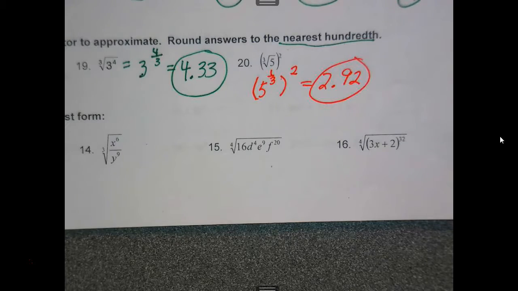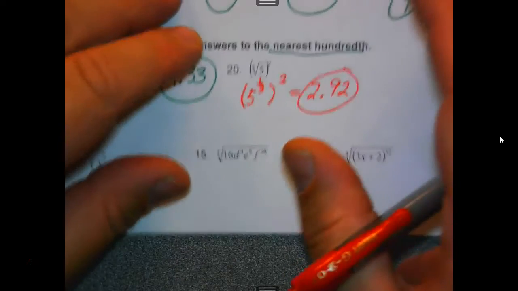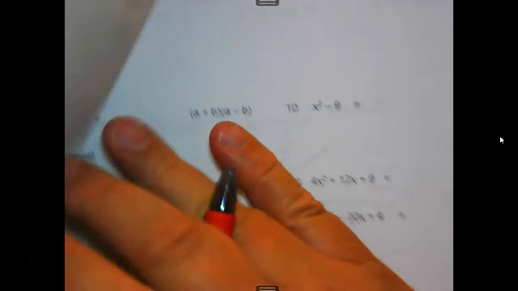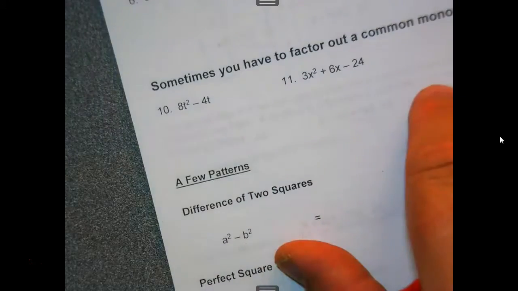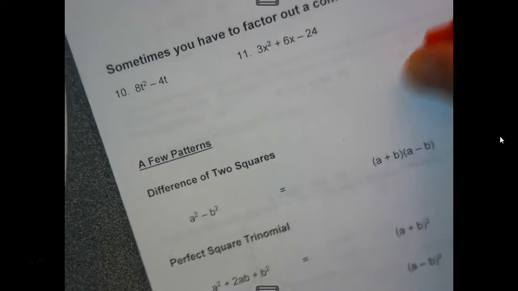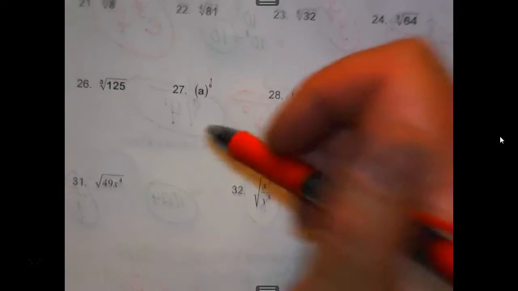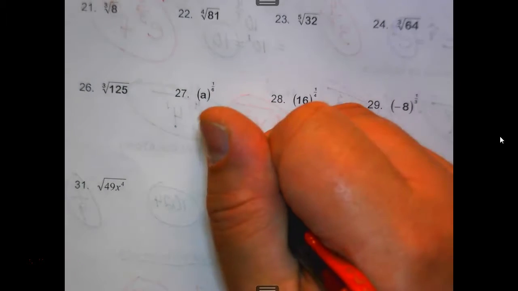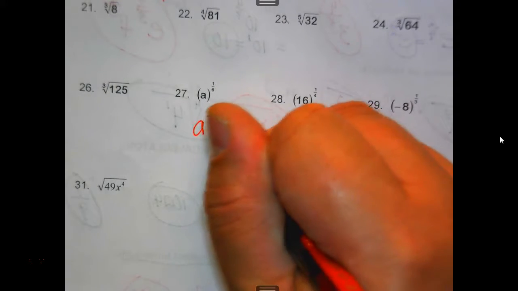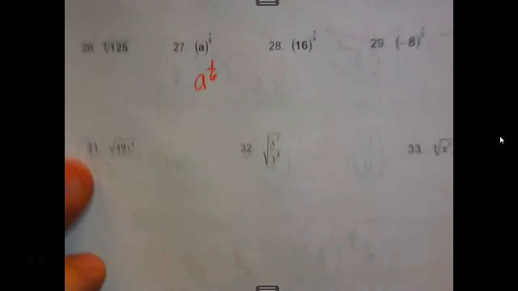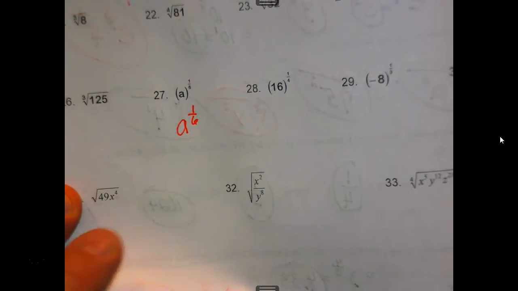So on your homework, I'm not going to give you the book work. I'm going to give you the back page. The back page where it says 6.4 Part 2 Practice. You have to do numbers 1 through 30. And I'll even tell you what the answer is for 27. It's a to the 1/6. ¿Comprendes? 1 through 30.